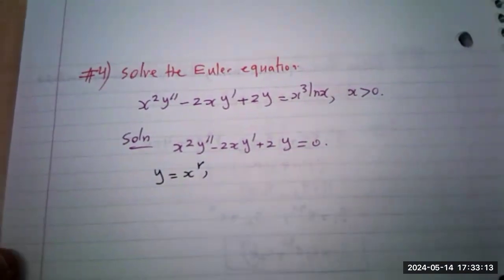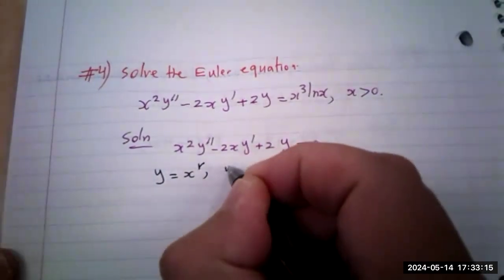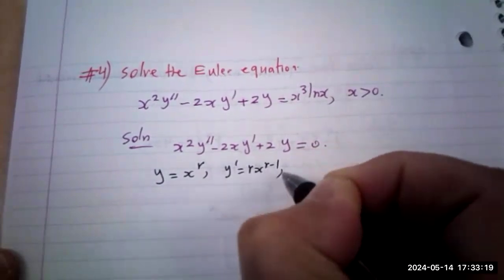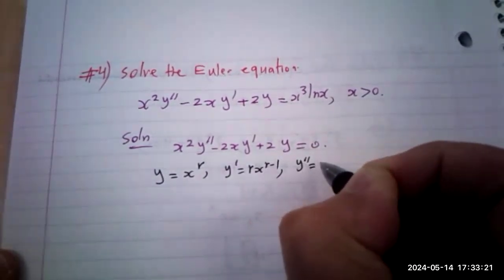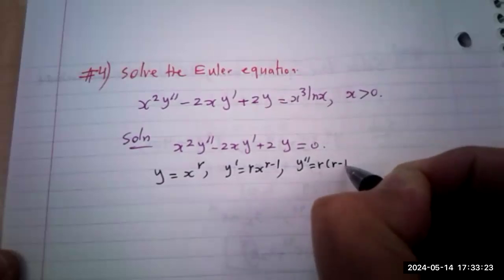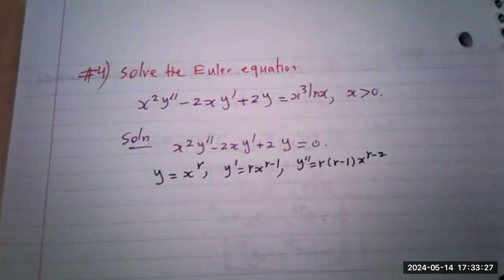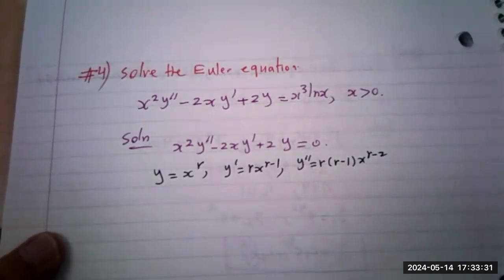Then you are going to find the r. This is the way I do it. You don't memorize any formula. So find the y prime, which is going to be r x to the r minus 1, and find the y double prime, which is going to be r times r minus 1 x to the r minus 2. Okay, go back, substitute in this equation, and find the r. You must arrive at the quadratic equation.